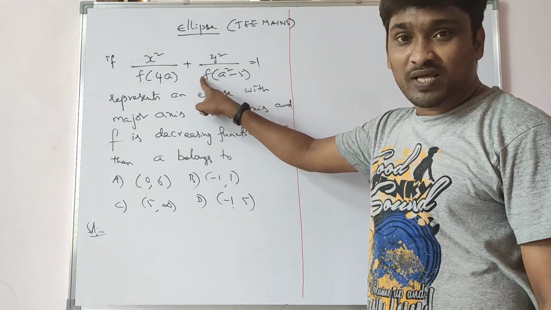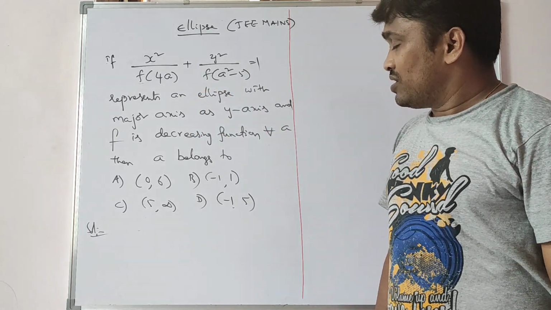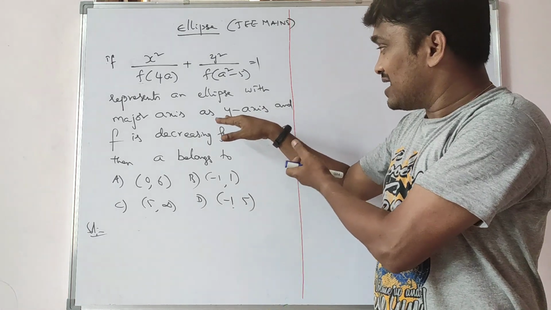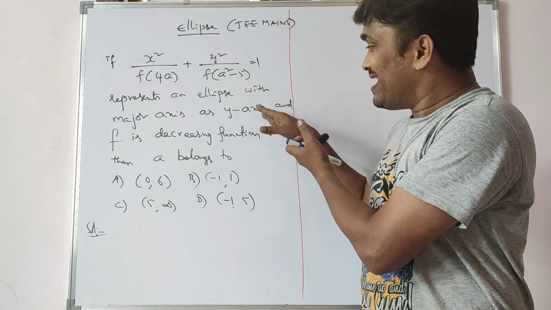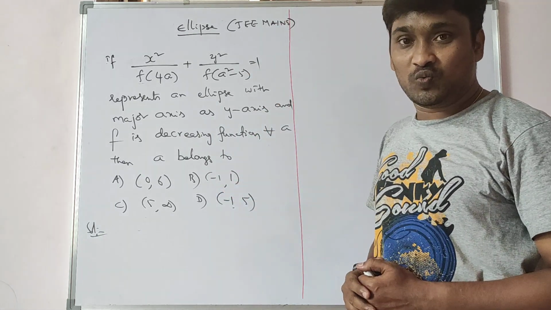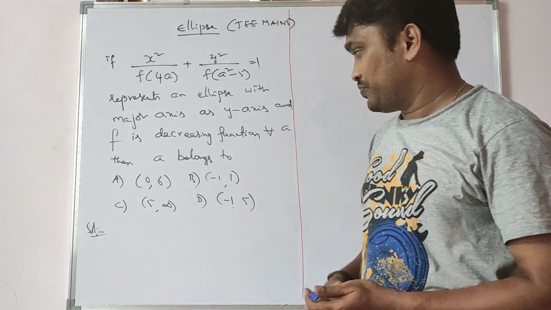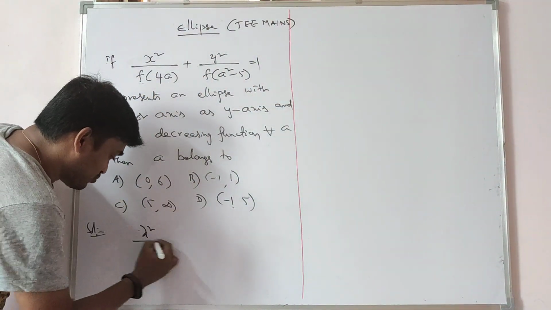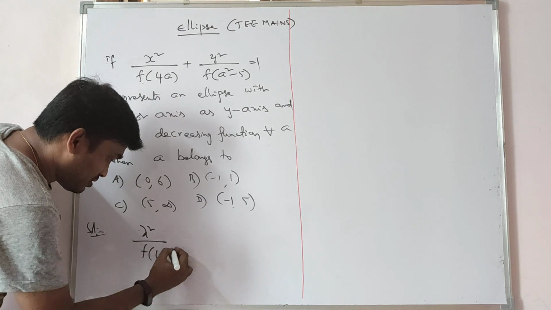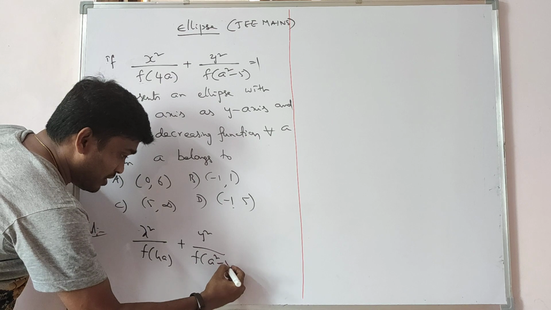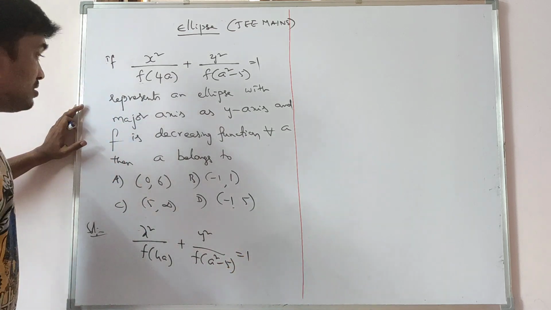This equation represents an ellipse with major axis lying on the y-axis, and f is a decreasing function. Then a belongs to what? Write the question: x square by f of 4a plus y square by f of a square minus 5 is equal to 1.